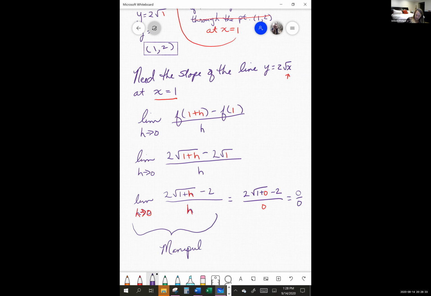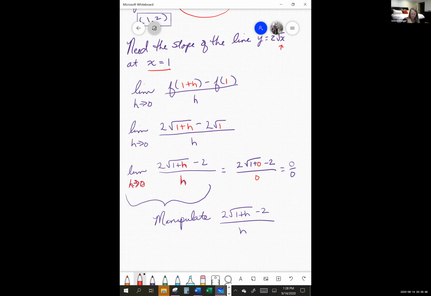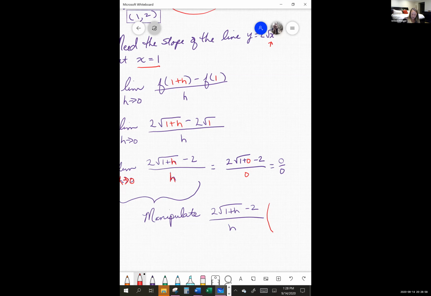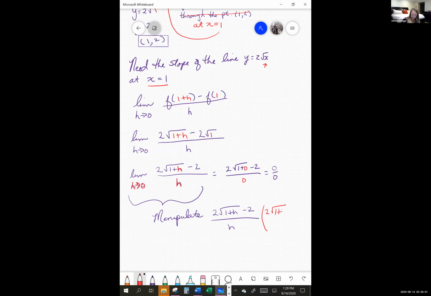There were some tools to help us, some tricks. If it was a rational function and you had radicals in there, try multiplying by the conjugate. So we'll multiply by a fancy one, and we're going to multiply by the conjugate of wherever that radical is. Our radical is in the numerator, so let's multiply by the conjugate of this. This will be 2 times the square root of 1 plus h. Conjugate is changing the sign in between those groupings, so plus 2, all over 2 square root of 1 plus h.